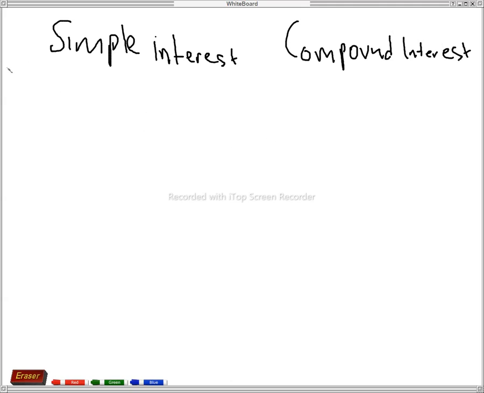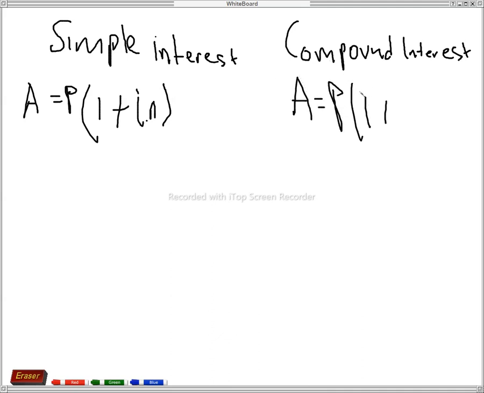The formula for simple interest is A is equal to P into 1 plus I multiplied by N. When we move to the compound interest formula, A is equal to P into 1 plus I to the power N.